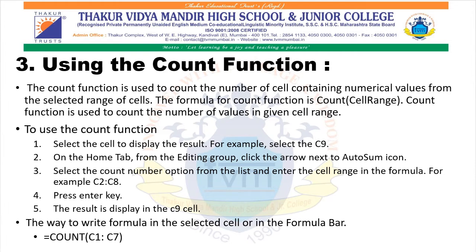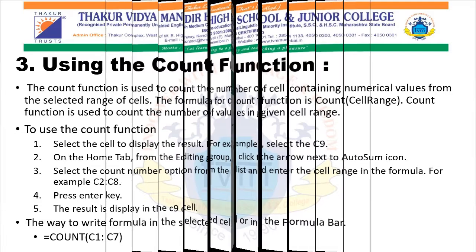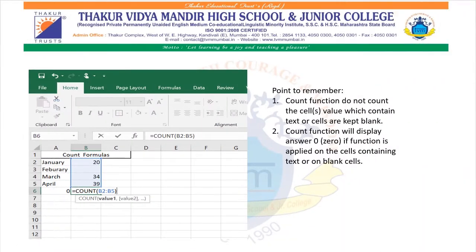As you can see in the figure here, the cells from C2 to C5 have been selected. Now in C2 to C5, I have applied the count function. You can see it in the formula also, and you can see the 0 here. Now there are certain things we have to remember.